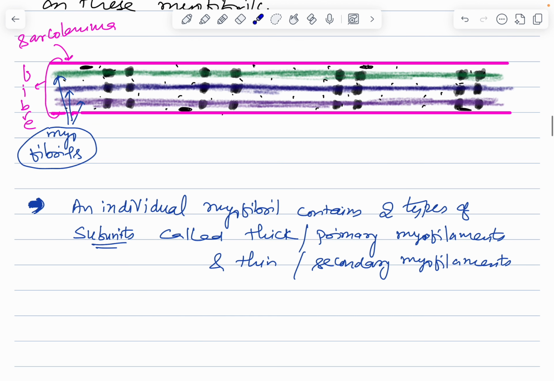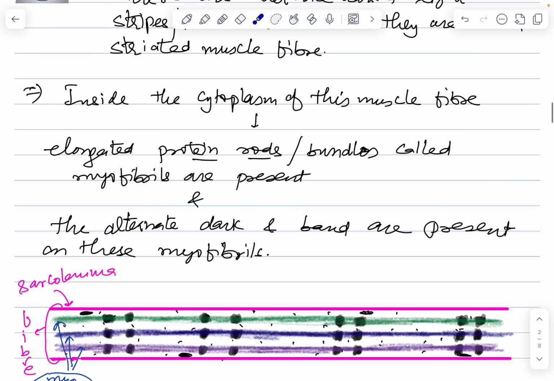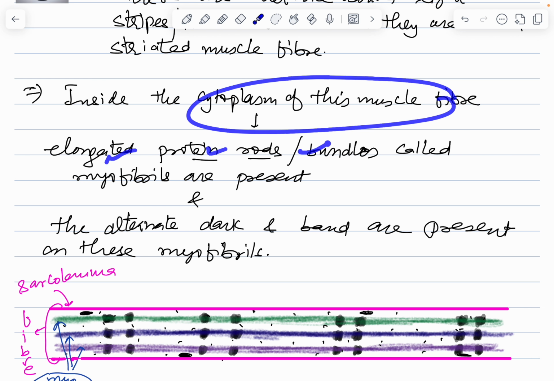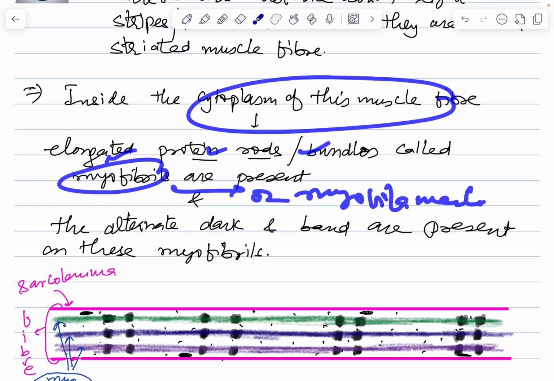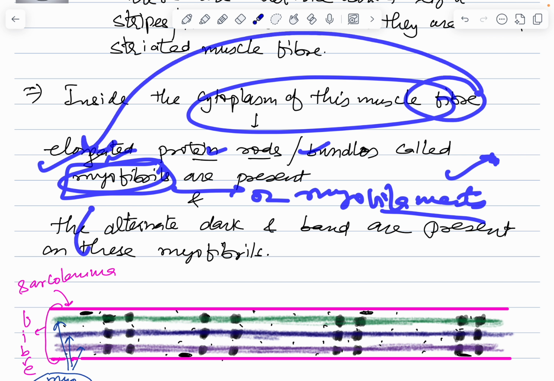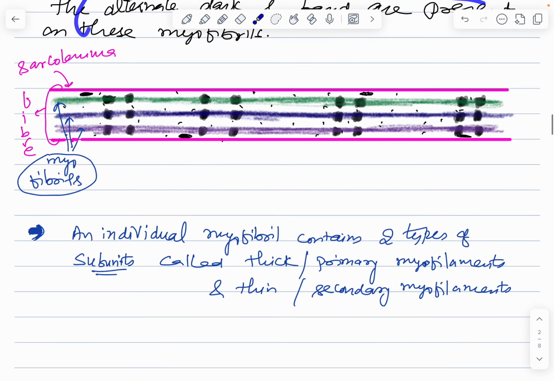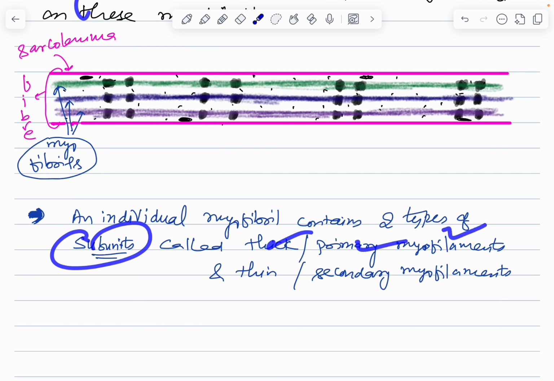One problem is that NCERT has mentioned that inside the cytoplasm of a muscle fiber, elongated protein rods or bundles called myofibrils or myofilaments are present. So according to NCERT, myofibril and myofilament are the same thing. However, the reality is the muscle fibers are the cells. The proteins inside the cells are called fibrils, and the fibrils have two types of subunits in them: thick and thin filaments. But since fibrils are made up of filaments, fibril and filament have been used as alternate terms in NCERT, and you can choose that as an option if you get a question where no other option is correct.